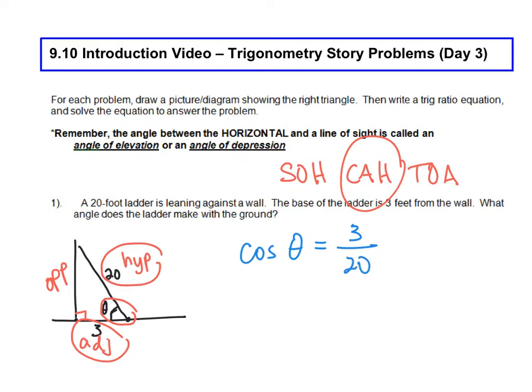All right, so just remember we saw this in the last lesson. If you're trying to find the angle measure, you bring in your inverse. So we're going to say inverse cosine of 3 over 20. And then you go to your calculator, second cosine, see if we get the same thing. 81, so theta is equal to, we'll round to the nearest tenth, 81.4 degrees.